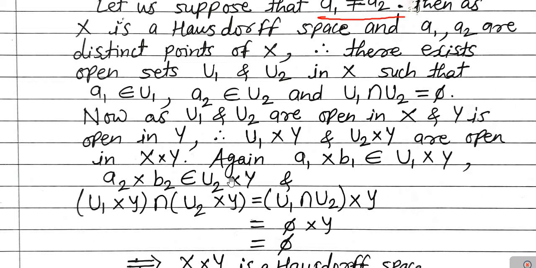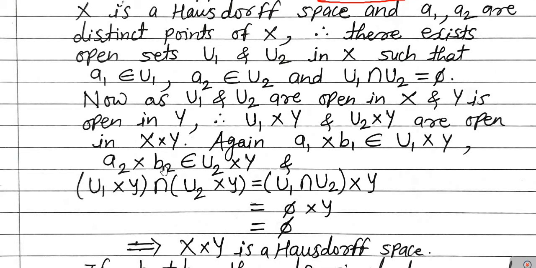Similarly, the point A2 cross B2 belongs to the open set U2 cross Y. Therefore, U2 cross Y is a neighborhood of the point A2 cross B2. So U1 cross Y is a neighborhood of A1 cross B1, and U2 cross Y is a neighborhood of A2 cross B2. And again, the intersection of these two sets, U1 cross Y and U2 cross Y, is empty.